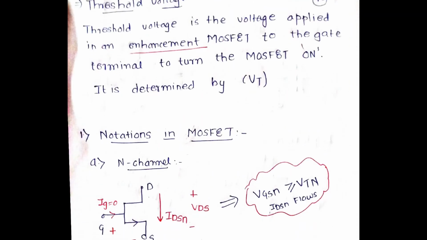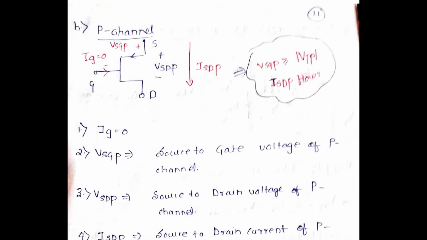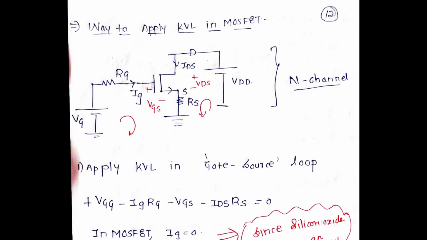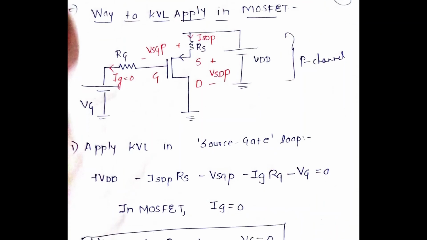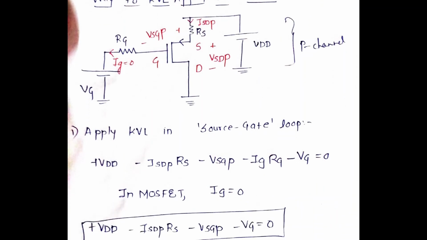So I hope you understood this diagram very well. So this is basically the notations in an N-channel MOSFET. This is the notation in a P-channel MOSFET. We have the KVL equation for an N-channel MOSFET. We have the KVL equation of a P-channel MOSFET. So I hope you are very clear with this.